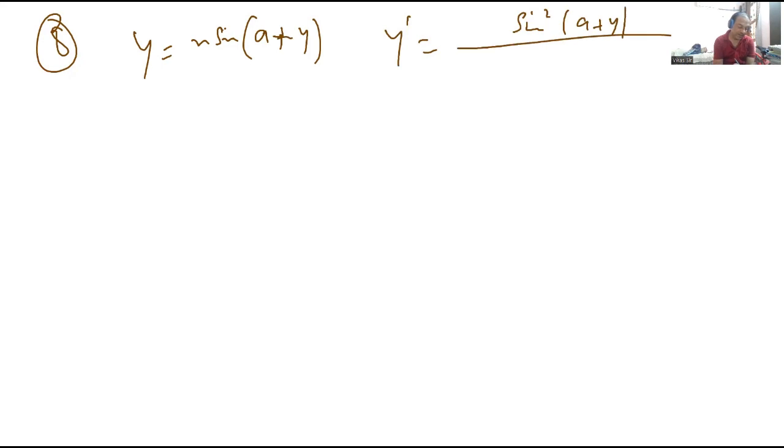divided by, in the denominator you will be having, sine (a plus y) minus y cos (a plus y). This is the required solution which you have to find out. Now, in this type of question, you are seeing that you require sine square (a plus y).